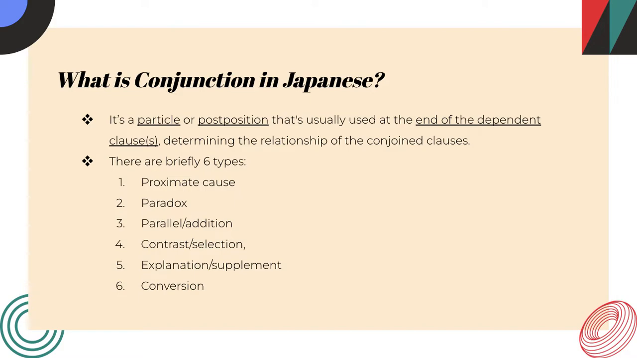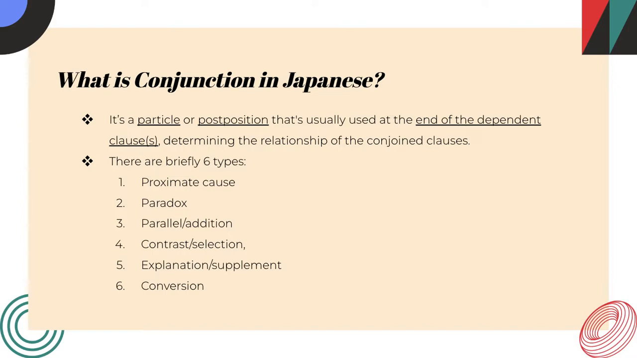So, what is a conjunction in Japanese? A conjunction is a particle or postposition that's usually used at the end of the dependent clauses, determining the relationship of the conjunction clause.